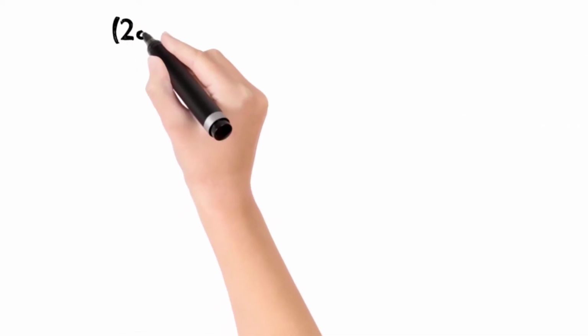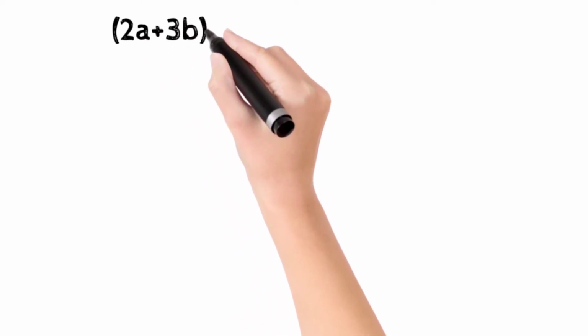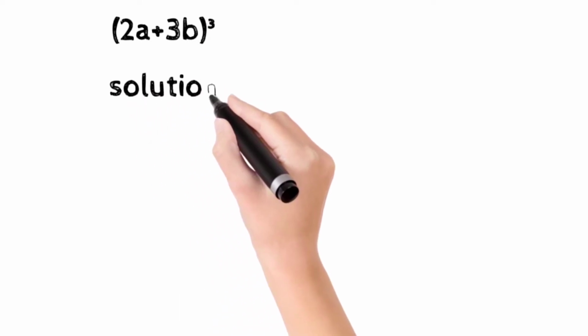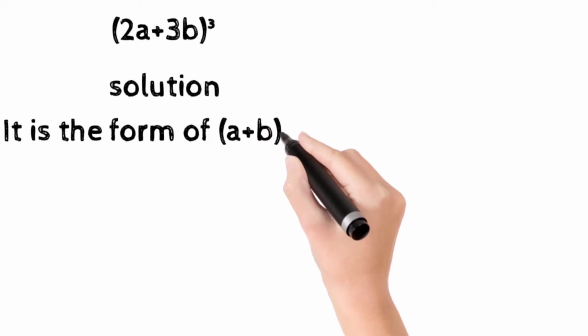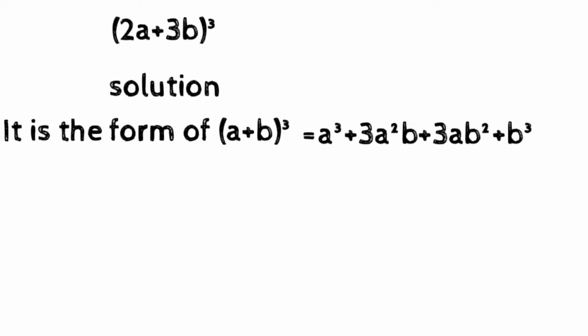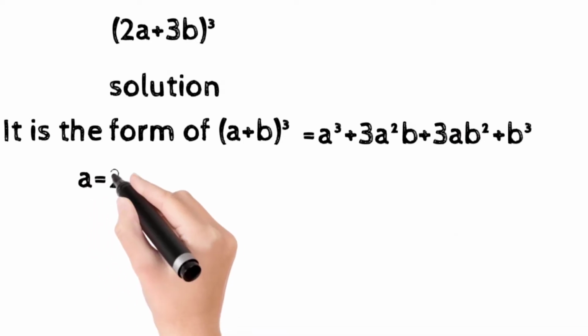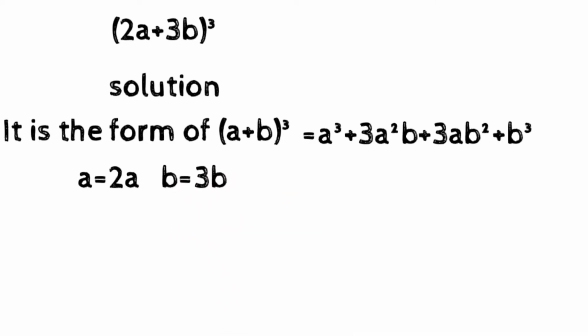Now let's take an example to understand this identity better. Here I have (2a plus 3b) whole cube. So how can we solve this? We can solve this by using the algebraic identity, as it is of the form (a plus b) whole cube, a cube plus 3a square b plus 3ab square plus b cube. We will replace a and b with the given values, meaning we will replace a with 2a and b with 3b. So let's put these given values in the formula.